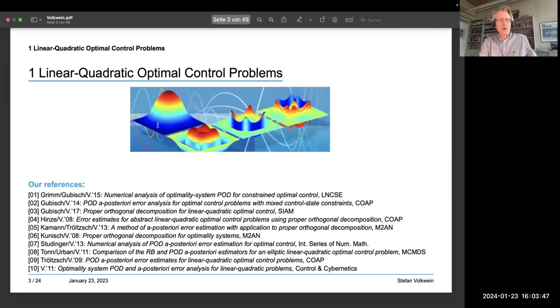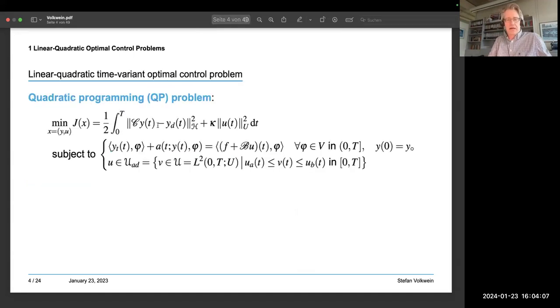Okay, let's start with the linear quadratic optimal control problems. There are some references which you can find on our webpage, but of course, due to the fact that there's a YouTube video, and if you are interested, I can also send you the PDF so that there's time to look in this or find the papers. But this is only our papers to give you some kind of summary.